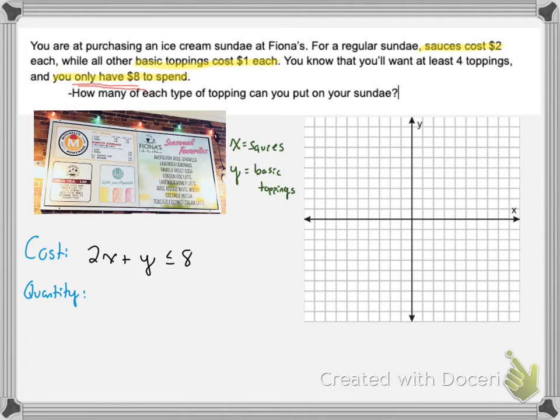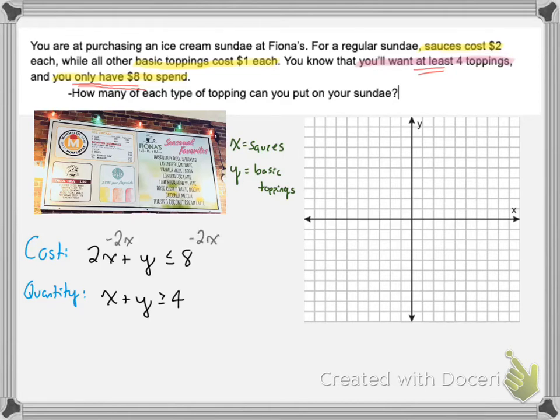Again, since I have 2 variables, I need to make a second equation. The other thing that I'm talking about in terms of quantity is that I want at least 4 toppings. So for this one, I know that however many sauces, x, plus however many toppings, y, should be greater than or equal to 4. When I see that at least 4, that's the equivalent of saying greater than or equal to. Now I have 2 equations, I can easily get them into slope-intercept form, I could graph, and I could see all my different scenarios.